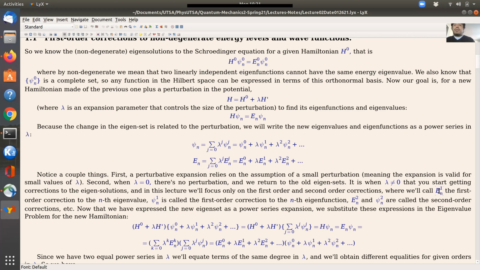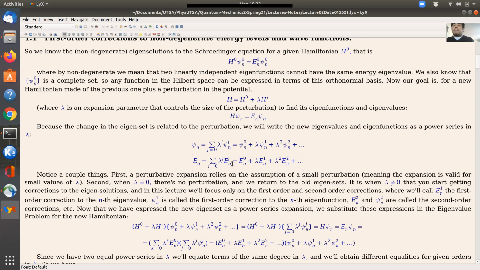And again, there is a notation for the corrections. If you notice, the n corresponds to the energy level, for example the nth energy level, but the subscript 1 or 2 or 0 means at which order of the correction you are. So this would be the first order correction, because you have the old energy plus this term. Then this is the second order correction and so on.